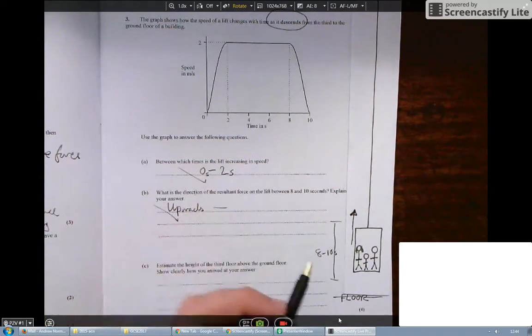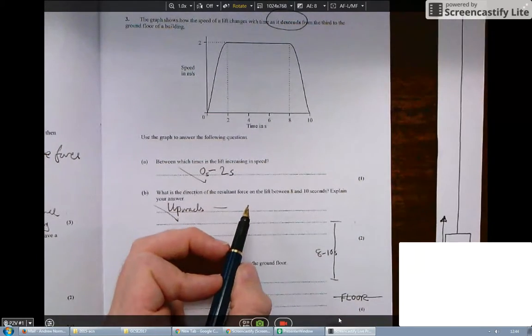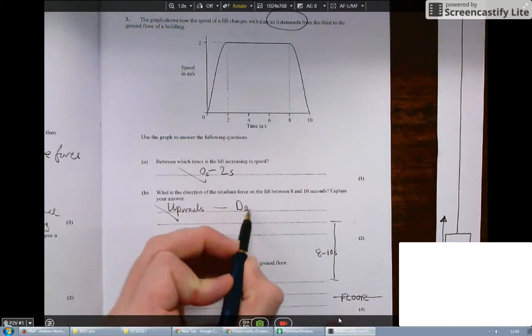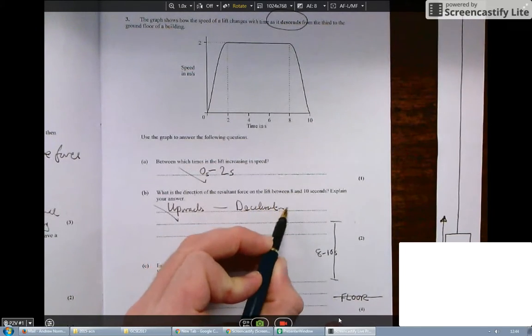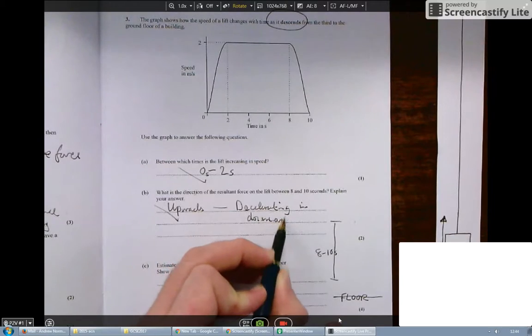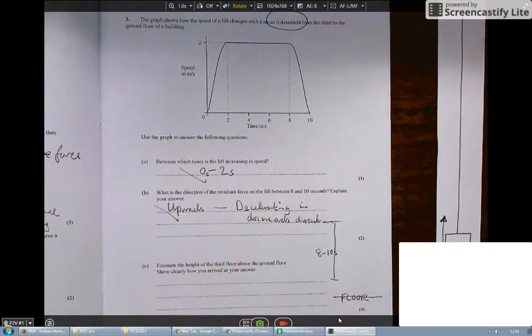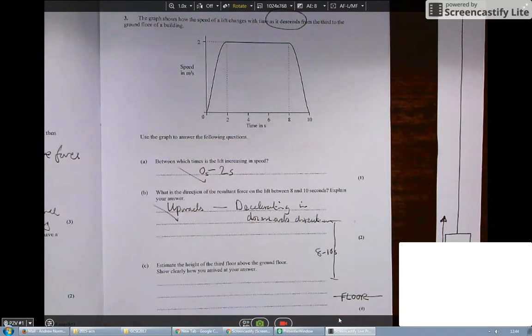is the direction, and the explanation for that, which is worth the second mark, is that it's decelerating in the downwards direction. Which means, of course, it's accelerating upwards, which is why I've got an upwards force.